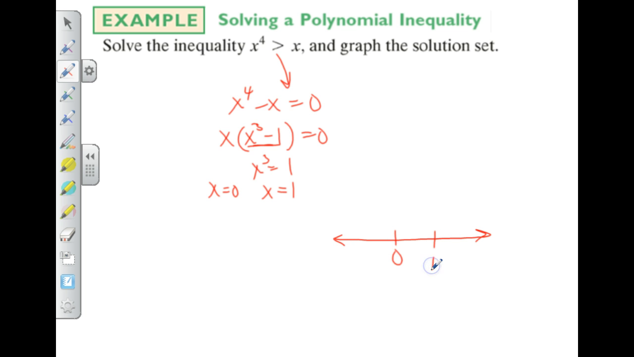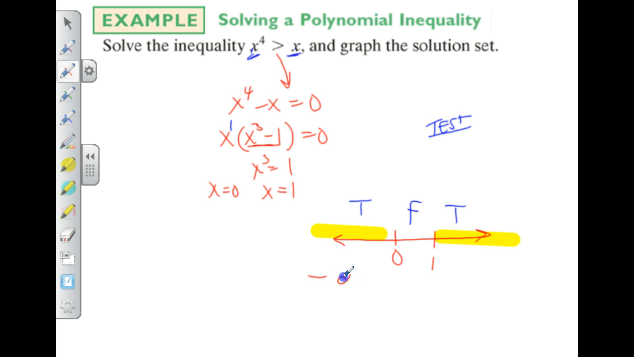So I need to test something. I'm going to test something beyond. I'm going to test 2 because I don't want to test 1/2. So 2 to the 4th is positive. Obviously this is going to be greater than if I throw it in here. So this is going to be true because this is going to be a greater number than this. So that is true. Now it looks to me like these are odd, so they're going to alternate true, false, true. So this time my solution is from negative infinity up to 0 and then 1 to infinity.